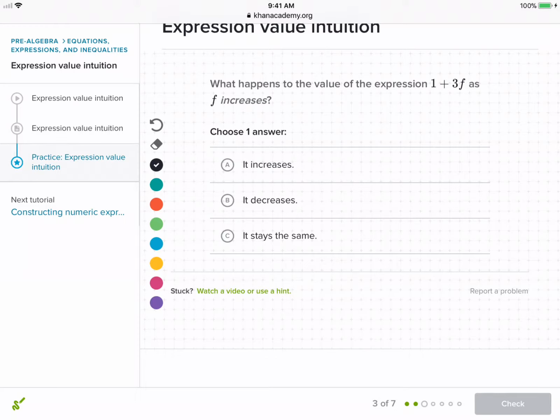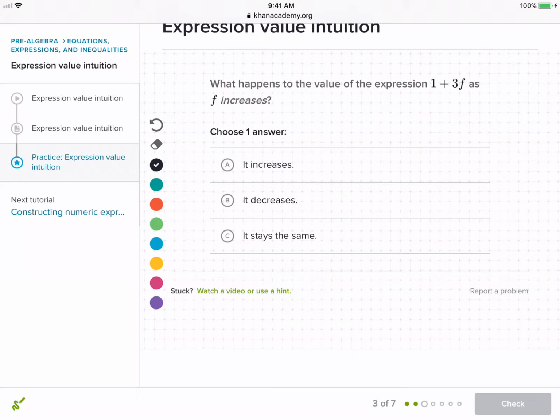We're going to look at expression, value, intuition. Expression, remember, means that I'm going to have numbers and symbols, and since we're dealing with algebra, we're going to be dealing with some letters in there, and we're not going to see any equal sign. It's just something that is out there. Sometimes we'll have a final answer, sometimes we will not if we are asked to simplify things.